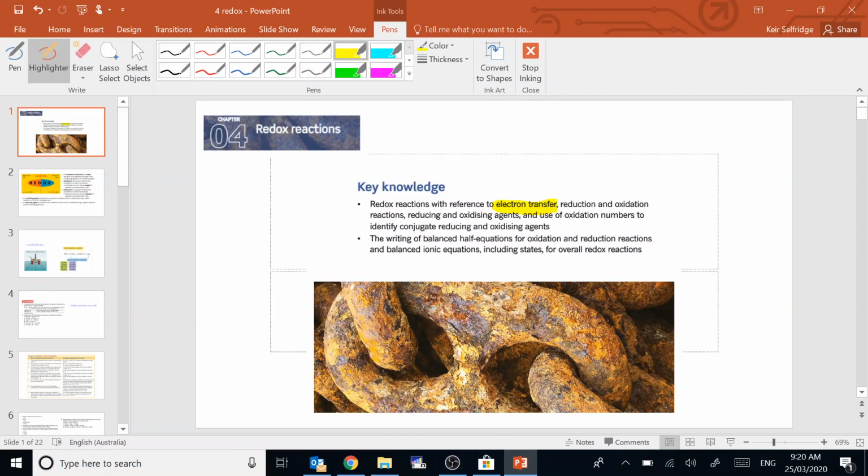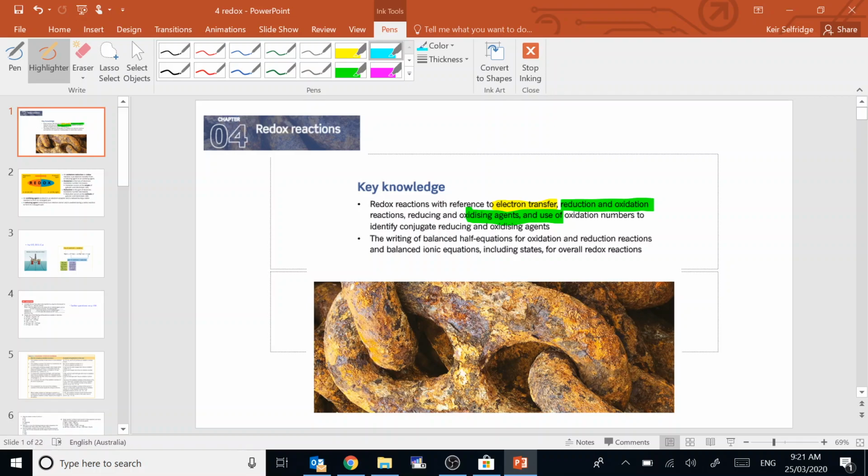We need to know and be able to spot when reduction and oxidation reactions are occurring. We need to be able to look at them and tell people whether they are reduction, oxidation, or neither. We also have to be able to spot what is the oxidizing agent, what is the reducing agent, the oxidant, or the reductant. We'll get there.